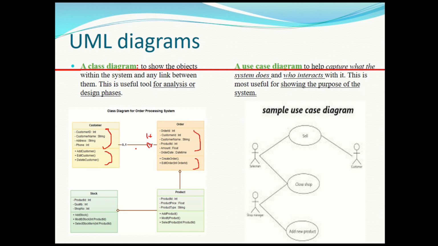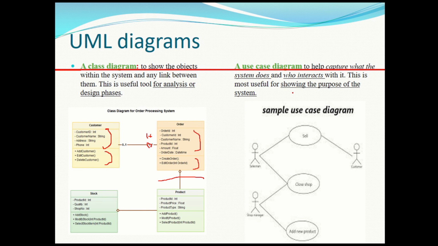As you can see, the order includes a product, and the product is part of the order. The order contains a product as part of it, and the aggregation is a normal aggregation because we can split the product from the order. The same relationship between product and stock is a normal aggregation. Another diagram is called the use case diagram.